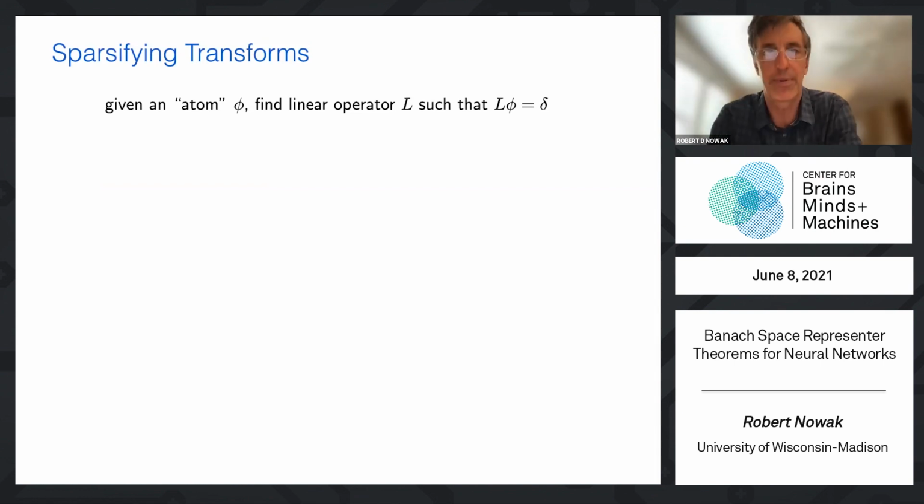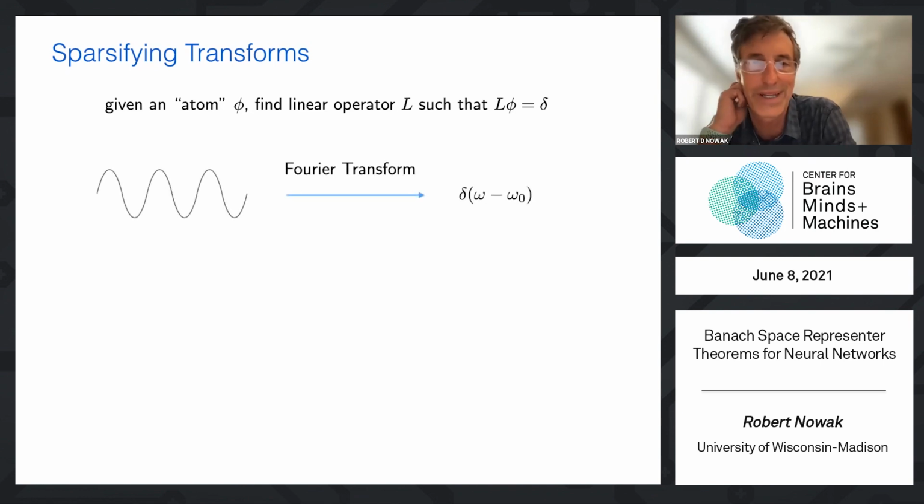So how do we proceed then? What's really important is this idea of sparsity again. So let's talk about sparsifying transformations, transformations that take functions and make them sparse. In particular, let's look at atoms. An atom phi could be like a rectified linear unit, or it could be something else. We want to find a linear operator that sparsifies that. So what the notation L phi equals delta means is that if you take an atom phi and apply the linear operator L, it produces a Dirac delta function.